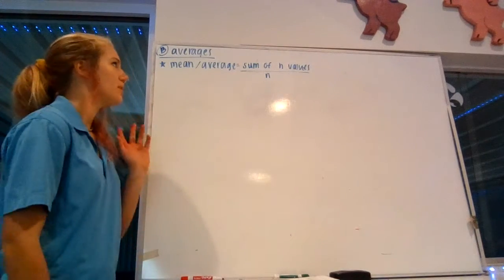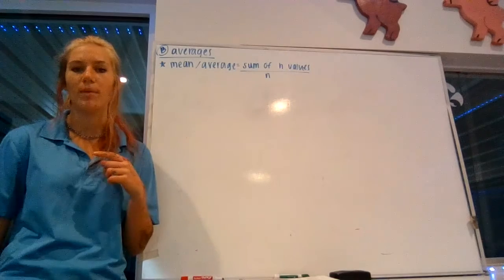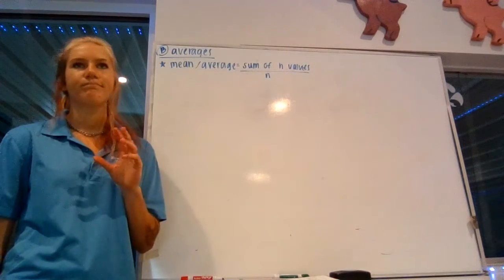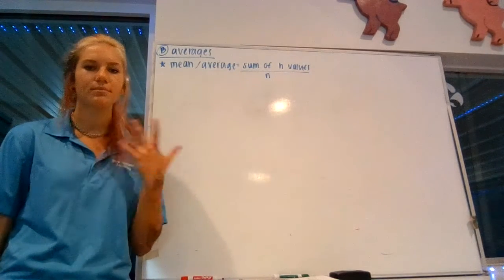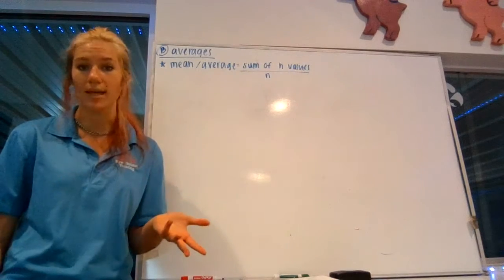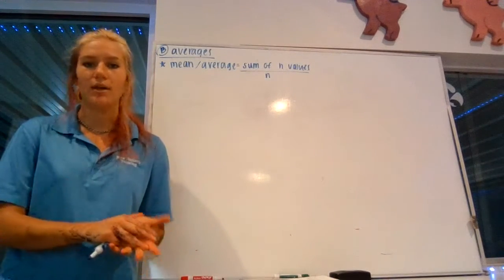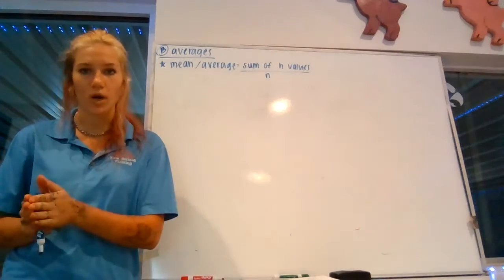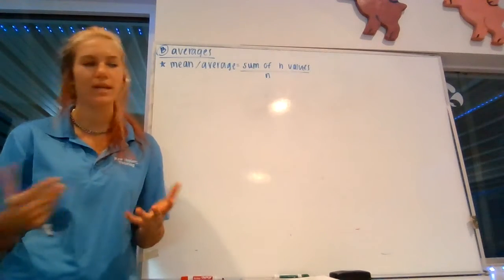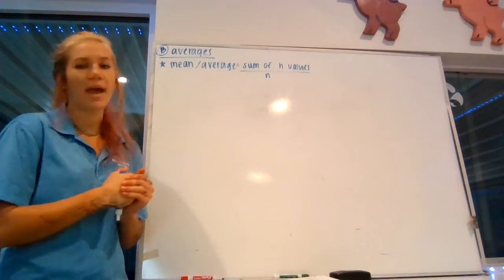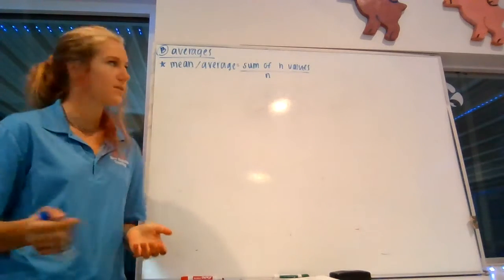So that would be like the example that I gave before about a class takes a test. These are their scores. What is the class average? The sum of n values would just be adding each individual test score to find the total of it, and then divided by n would be how many kids actually took the test.